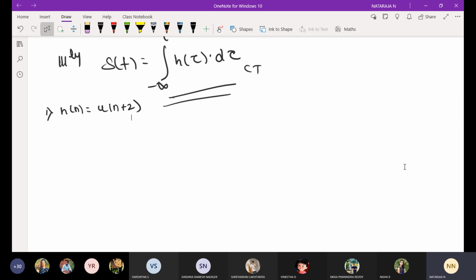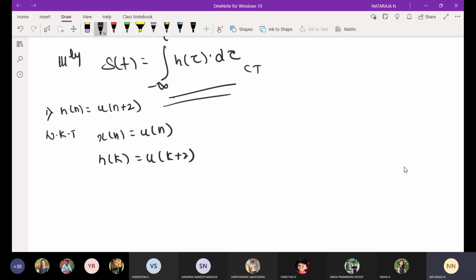Okay, they have given h of n is equal to u of n plus 2. We know that x of n is equal to u of n. So h of k is equal to u of k plus 2. Why? Because in the problem, my limits vary with k, I have not varied n. That is why I am going to change to k. Nothing is a problem in that.